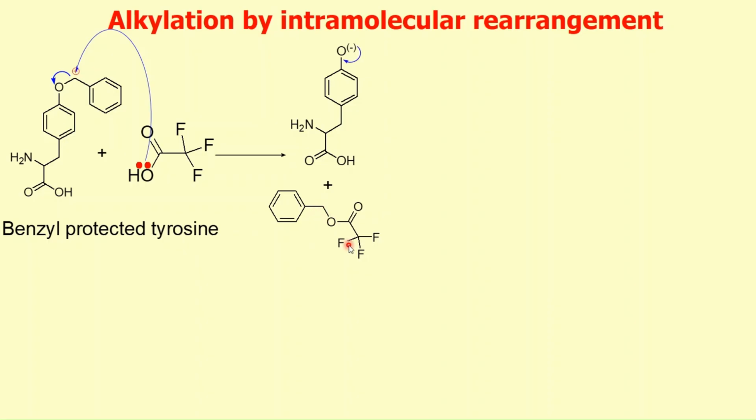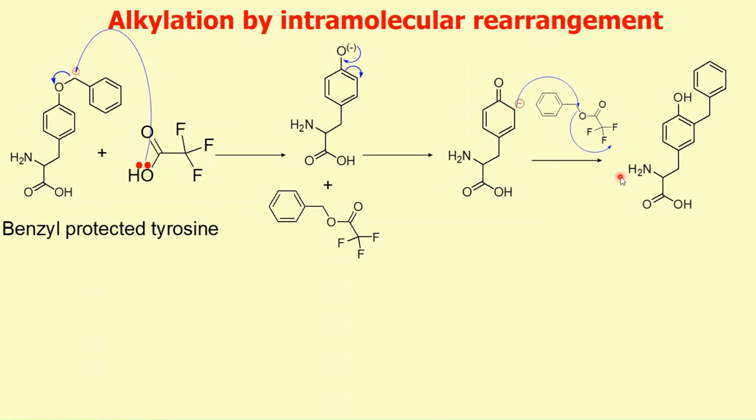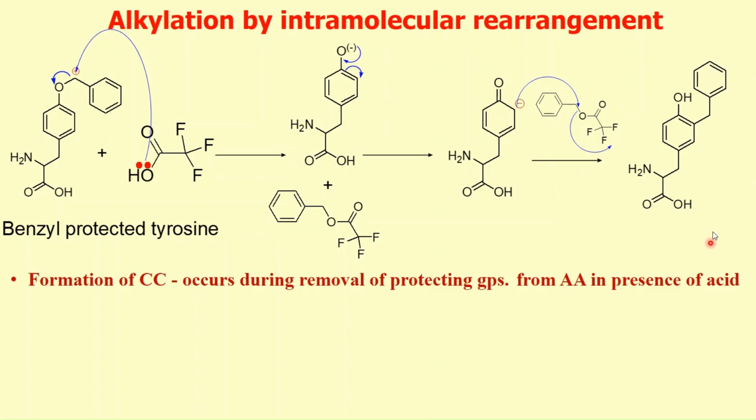In this trifluoroacetate, the benzyl carbon is a positive center. The excess electrons on this oxygen anion make it unstable. That's why, to regain its stability, these excess electrons are moved towards the next carbon. And carbon has to maintain its tetravalency. That's why pi electrons move towards the next carbon, and it gives rise to a carbanion. This carbanion attacks the positive center of the benzyl ester of trifluoroacetate and it gives rise to removal of this trifluoroacetate ion, giving rise again to ortho-benzyl substituted tyrosine.